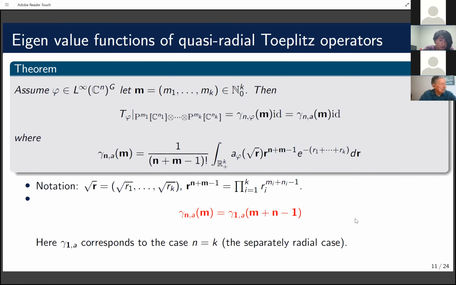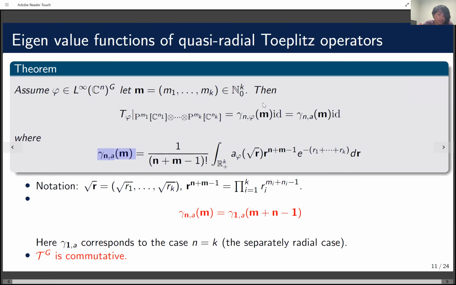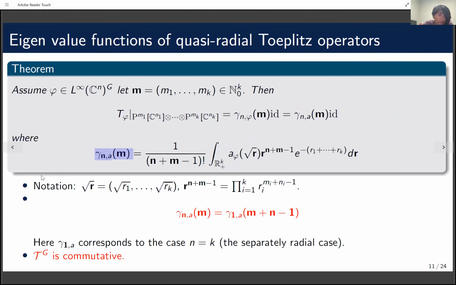Okay, now in addition, we can clearly see that the Toeplitz algebra is commutative, because these eigenvalue functions are bounded functions on N naught to the k. So the algebra generated by them is commutative. Okay, so now we are going to prove the formula.